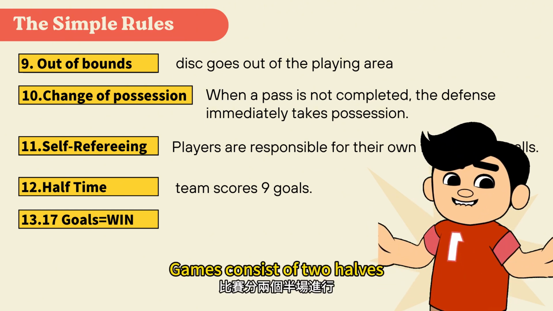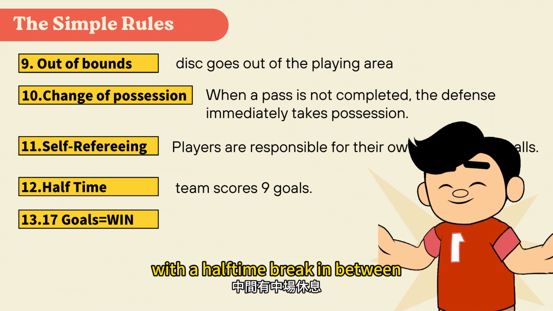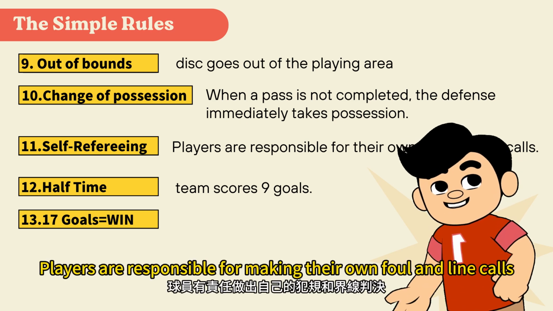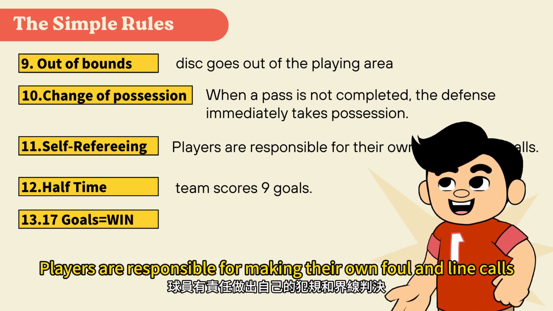Games consist of 2 halves, with a halftime break in between. The first team to score 17 goals wins the game. Players are responsible for making their own foul and line calls.